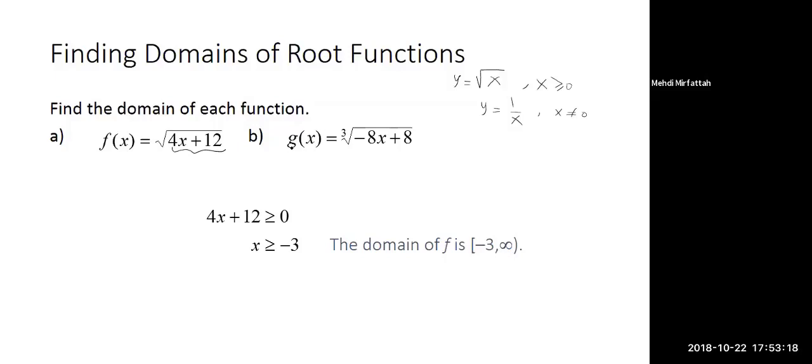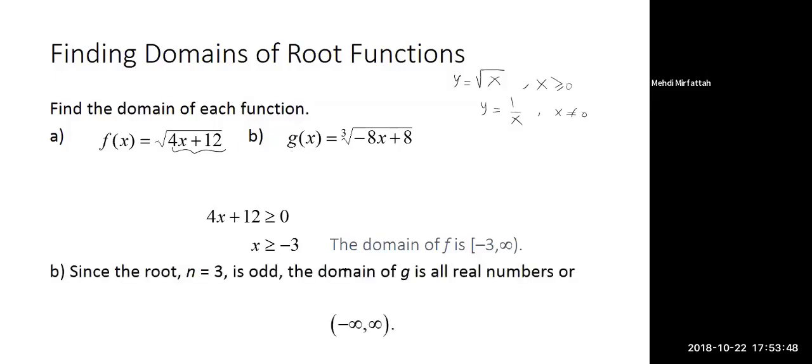How about the second one, part B? Are there any restrictions here? What's the difference between part A and part B, anyone? The root in one is even, the other is odd. Remember when we looked at the graph of an odd root? That covers the entire graph, right? All the way from negative infinity to positive infinity. So there were no restrictions. So if n is odd, there is no restriction. By looking at the graph, you can see the graph goes all the way from negative infinity to positive infinity. So your domain would be all real numbers.